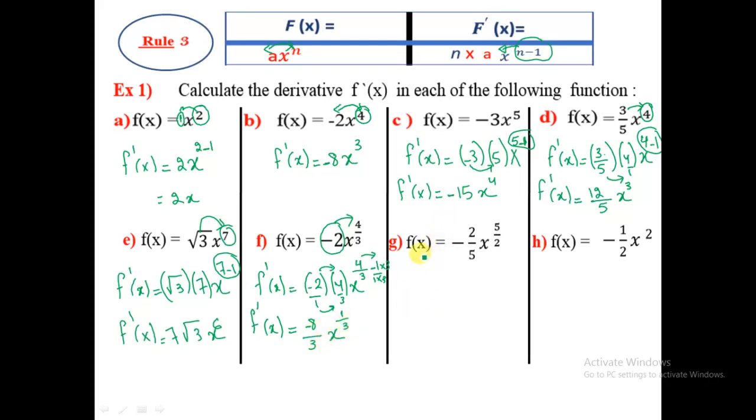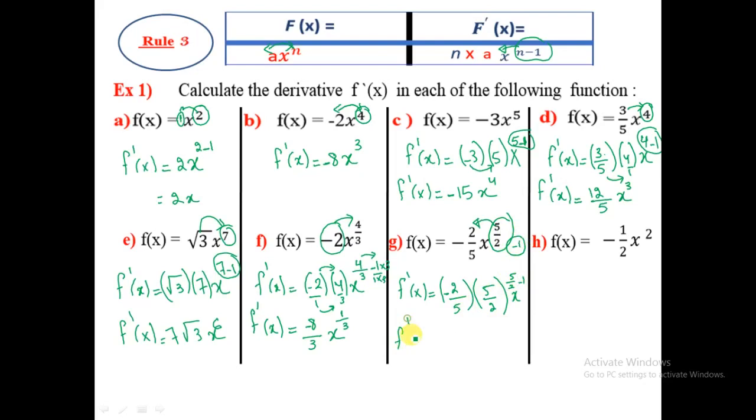Part G, we have f of x equals minus 2 over 5 x to the power 5 over 2. Then the derivative is the power multiplied by the coefficient, minus 2 over 5 multiplied by 5 over 2, multiplied by x to the power 5 over 2 minus 1. The power is reduced by 1.